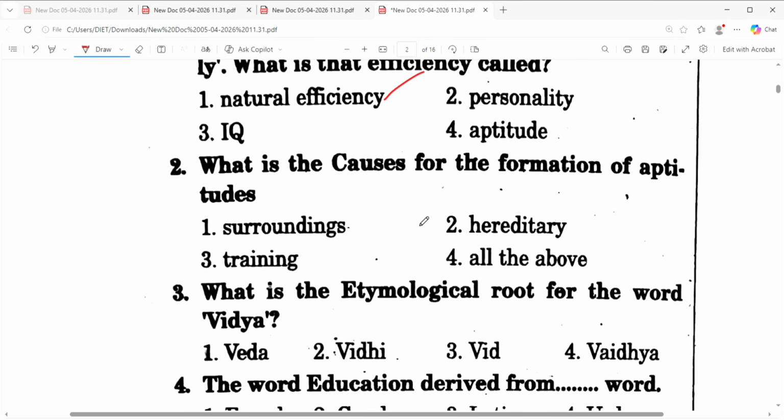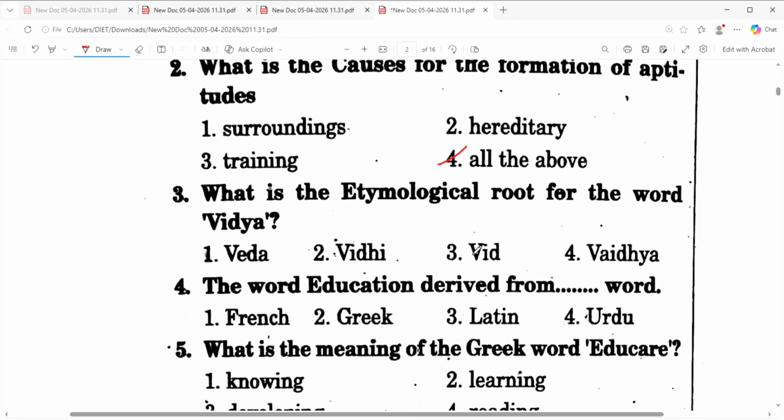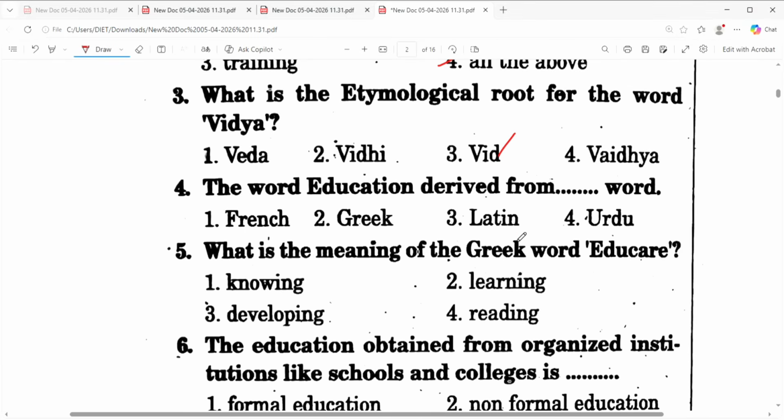What is the cause for the formation of aptitudes? Which will influence developing aptitude in an individual? Surroundings, heredity, training, all the above. It seems all three are correct. Yes, surroundings will be influencing, and heredity as well as training will be influencing. What is the etymological root for the word vidya? Vidha, vidhi, vid and vaidya. The answer is vid.